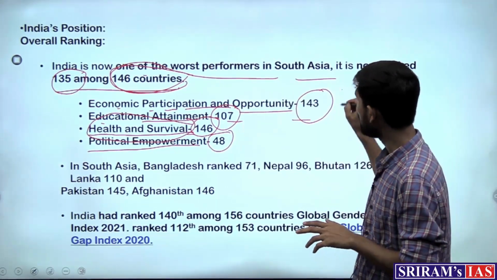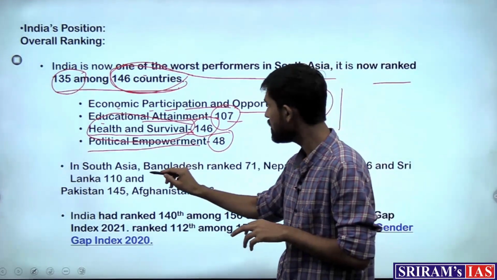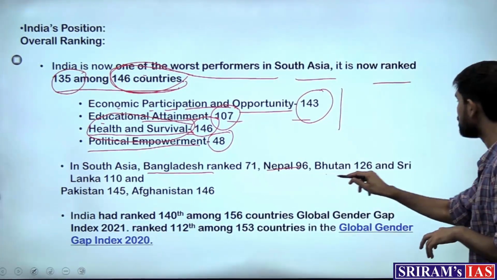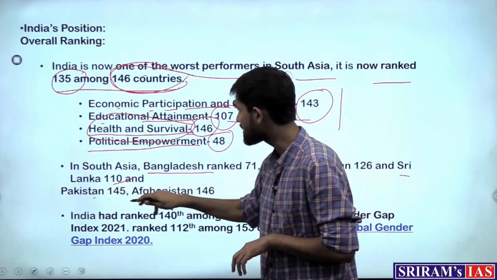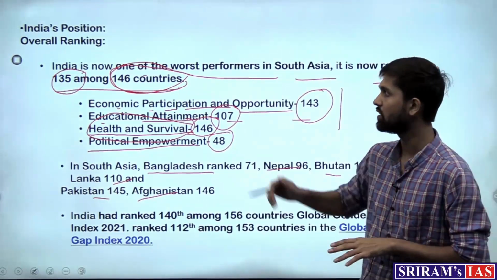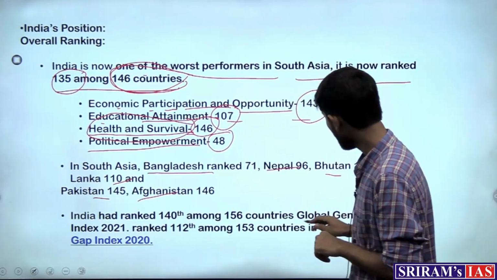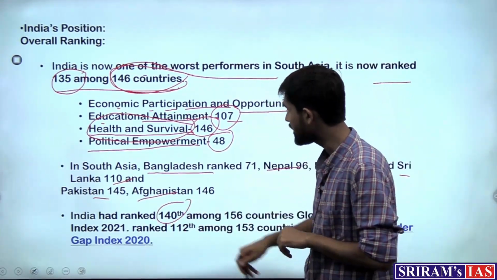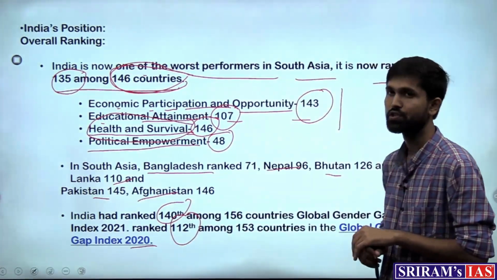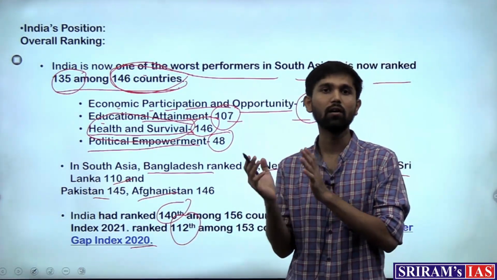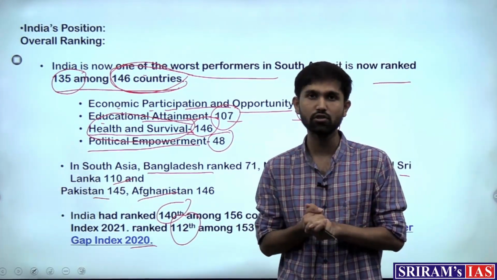So these are the component rankings of the 4 parameters. Other countries in South Asia, such as Bangladesh, Nepal, Bhutan and Sri Lanka, stand ahead of India in the ranking, and only Pakistan and Afghanistan stand behind India in the Global Gender Gap Index. In last year's ranking, in 2021, India stood at 140th position, and in the 2020 rankings, India stood at 112th position. So the rankings are comparatively improving, but they are still stagnant at a position from which India needs to rise.